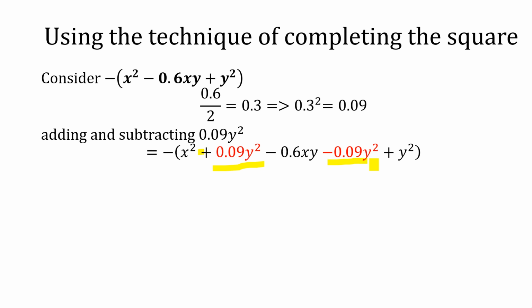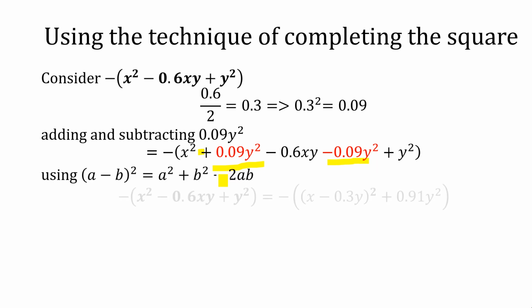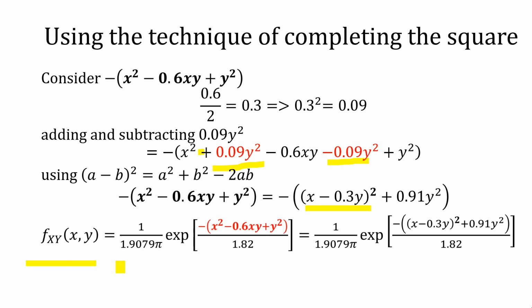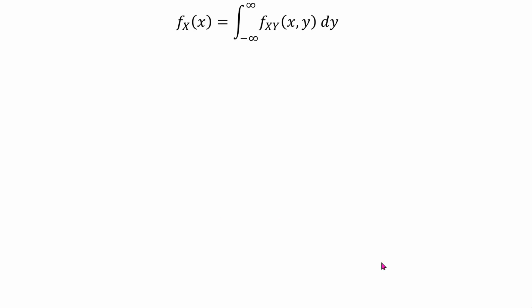Added and subtracted. Let us make use of the a minus b whole square formula, and the first three terms can be written in a minus b format. So the given bivariate PDF can also be written in this format. So we have calculated fx of x. Now we need to calculate fy of y, so integrate this bivariate PDF with respect to x.